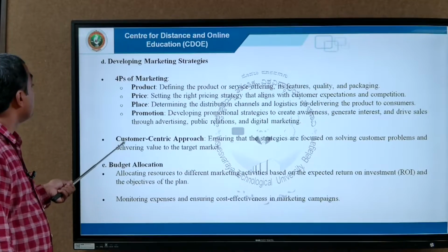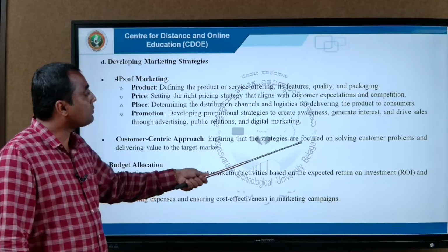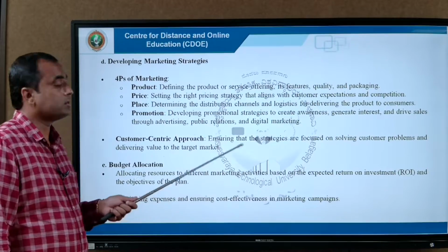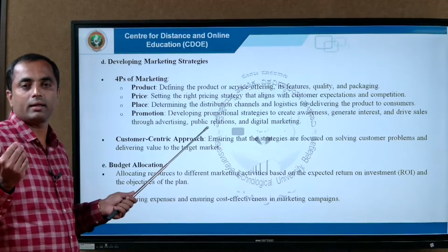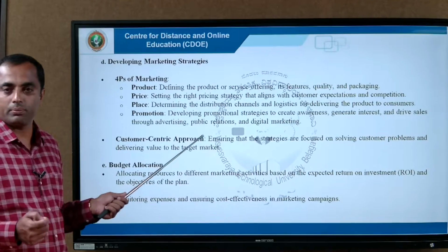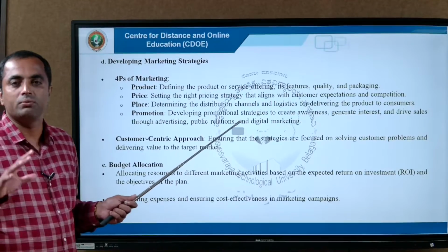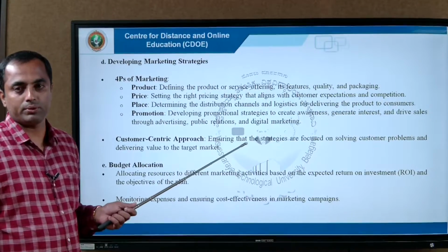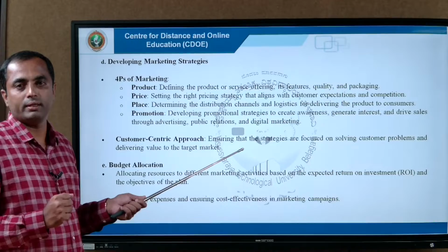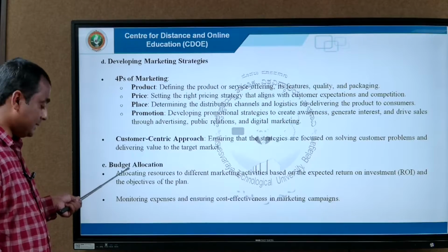Then customer centric approach: ensure that the strategies are focused on solving customer problems and delivering value to the customer. As we believe in marketing, customers are kings and queens. So definitely you should have a customer centric approach rather than a product centric approach or a manufacturer centric approach. You should be in a position to solve the problems which customers are facing and deliver the best to the customer.